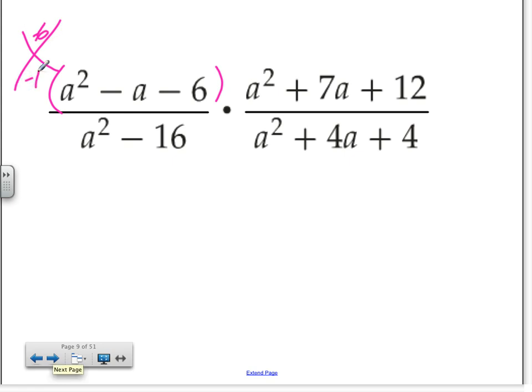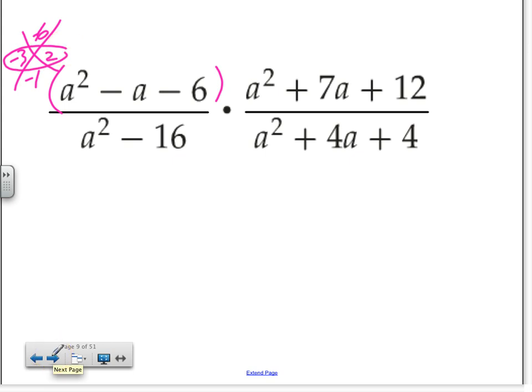Negative one. Now you have to tell me, what times what will give you negative six and add up to negative one? Negative 3 and 2. Let's check that out, see if that's going to work. Negative 3 times 2 is negative 6. Negative 3 plus 2 is negative 1.